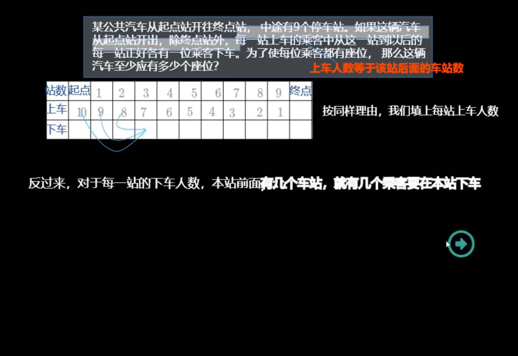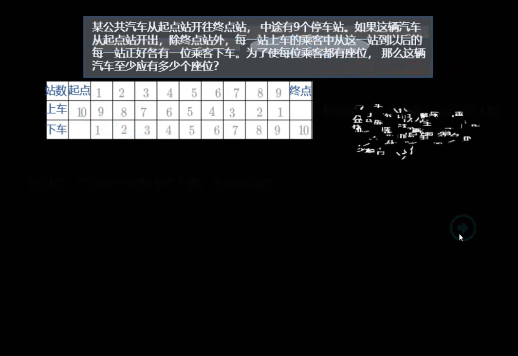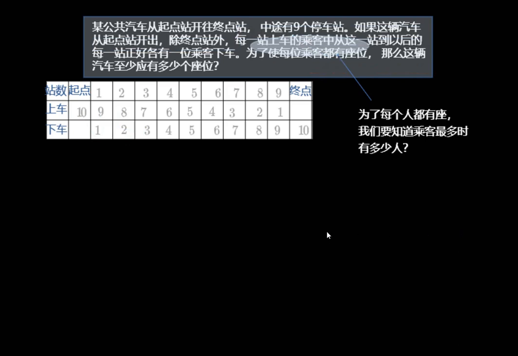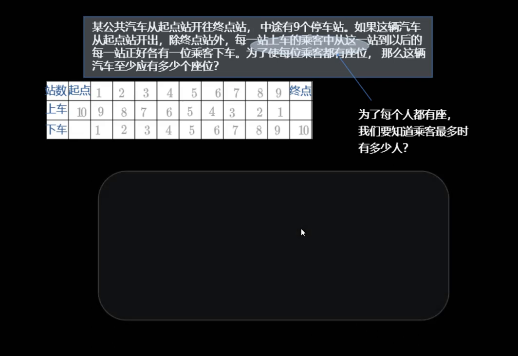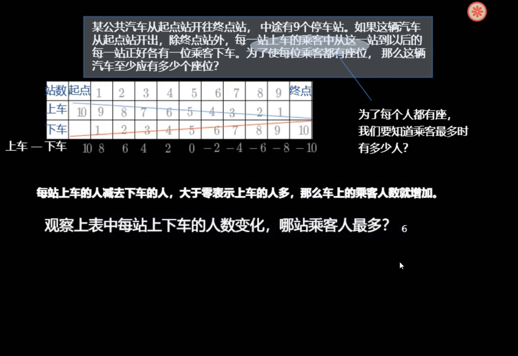For the same reason, let's fill in the number of passengers boarding for each station in reverse. As for the number of passengers getting off at each station, the number of stations before this station is the number of passengers who will get off at this station. In order for everyone to have a seat, we need to know the maximum number of passengers. Yes, we subtract the number of passengers getting off from the number of passengers boarding at each station.